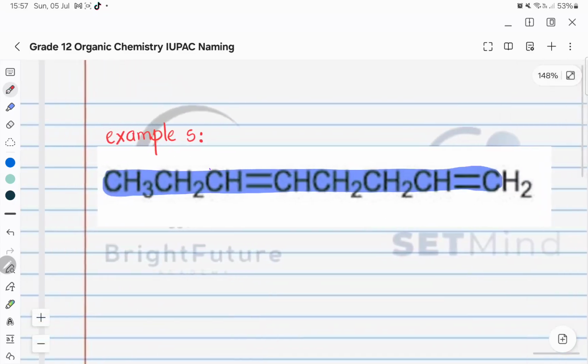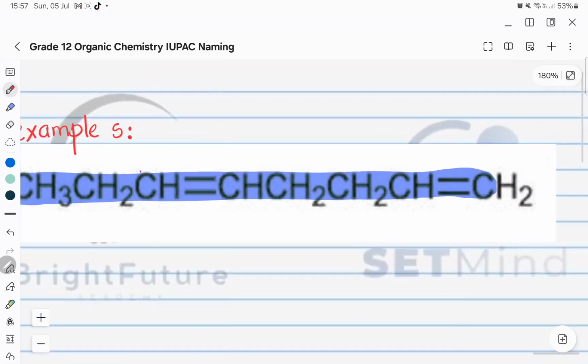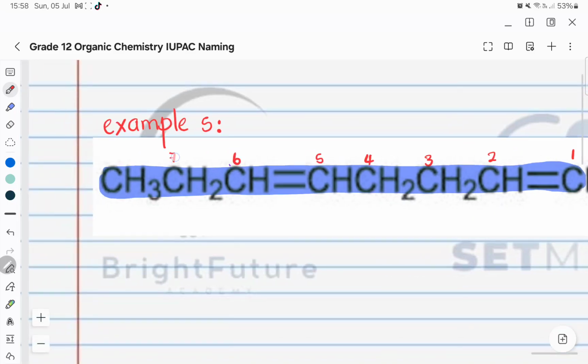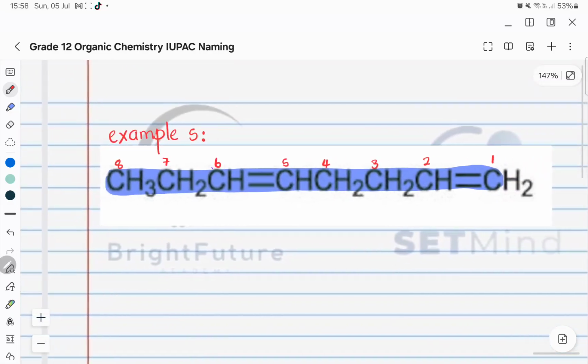Apologies. Let's start counting from right to left and then from left to right and see what happens. From right to left, we have 1, 2, 3, 4, 5, 6, 7, 8. So when we count from right to left, the first double bond is on the first carbon atom, and then the second one is on the fifth carbon atom.